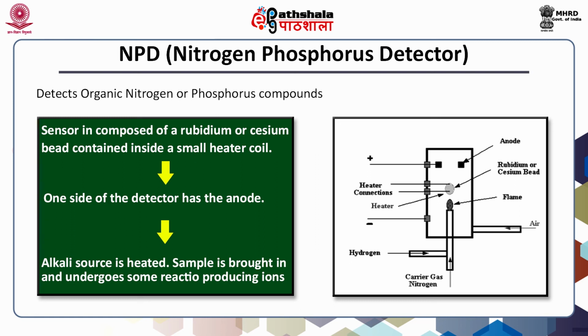Now we can conclude that in the case of GLC, the basic principle is partition chromatography, where the different materials, depending upon their partition coefficient, are resolved and then detected by different types of detectors. The use of detectors and injectors depends upon the type of analysis and the type of compounds we want to resolve.